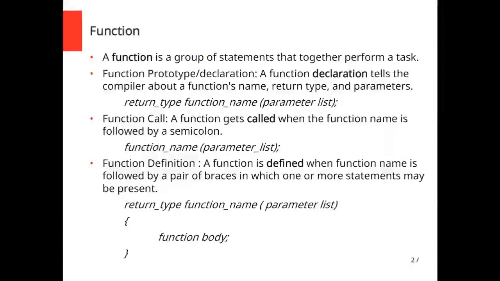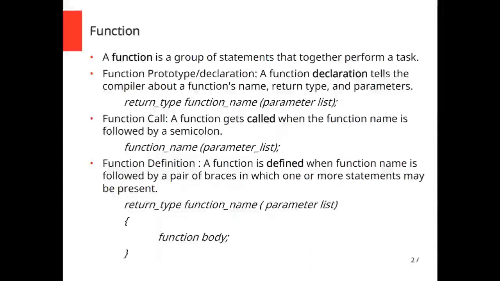Next one, function call. A function gets called when the function name is followed by a semicolon. So this is the way we call a function from a program. This function can be called from the main function or from another function. What we need to specify is the function name and the parameter list inside the brackets.